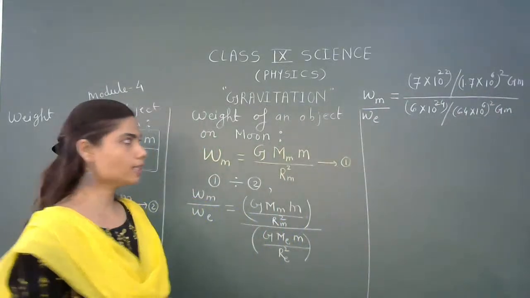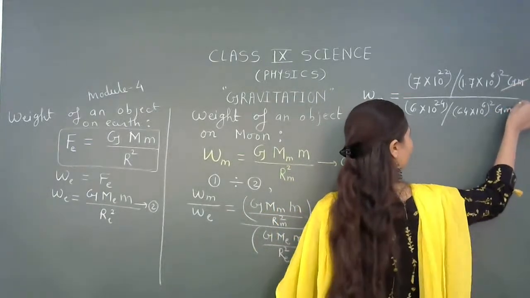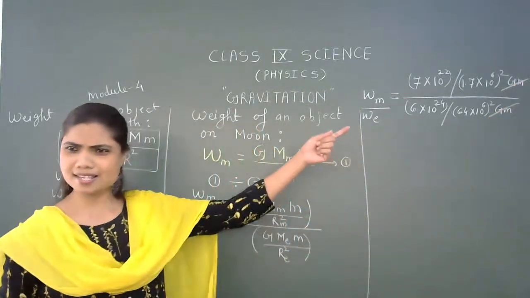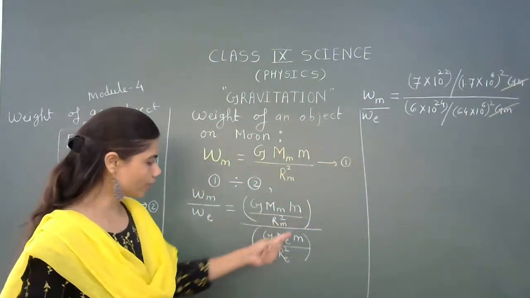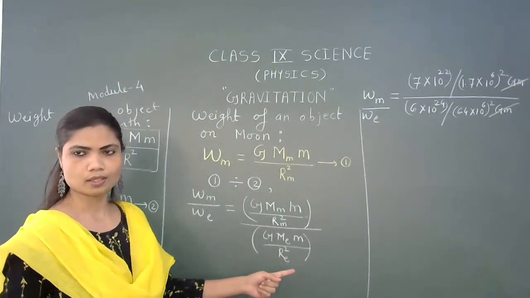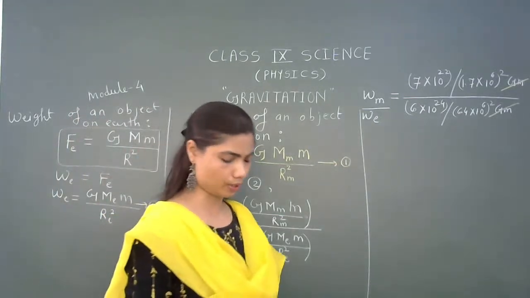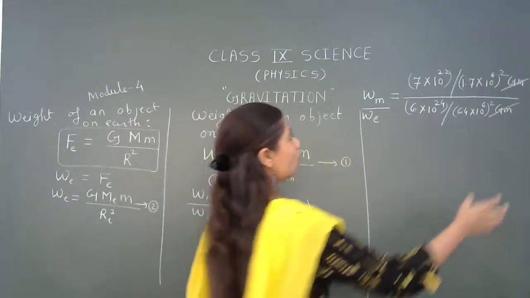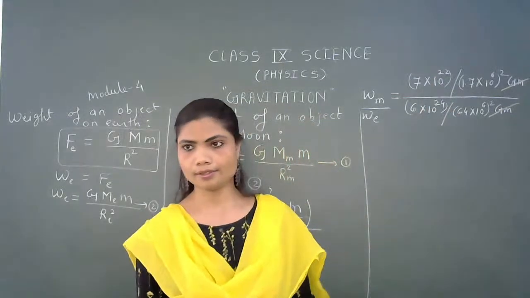And the common terms like capital G and small g will be cancelled. Either you cancel there, or you can easily see here, you can cancel it from this side. Okay? No need to worry. As you know, you can do it. Now, you have to solve this term.